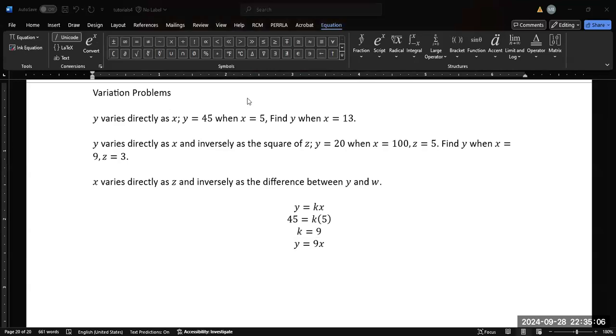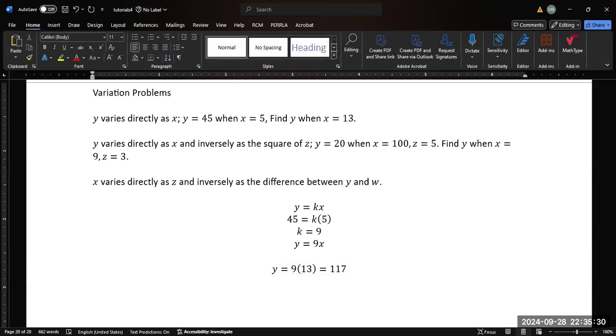And then all we need to do from this point to finish the problem is to find y when x is 13. And so we will use our constant that we found times the value of x that we were given. 9 times 13 is 117. Most problems involving variation like this are going to follow the same pattern. So let's look at our second example.